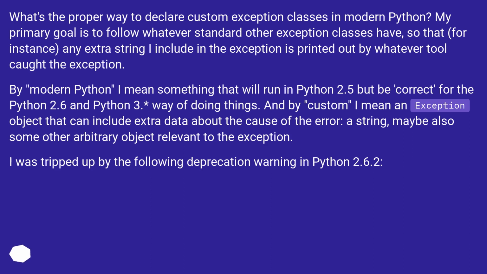By modern Python I mean something that will run in Python 2.5 but be correct for the Python 2.6 and Python 3 way of doing things. And by custom I mean an exception object that can include extra data about the cause of the error, a string, maybe also some other arbitrary object relevant to the exception. I was tripped up by the following deprecation warning in Python 2.6.2.